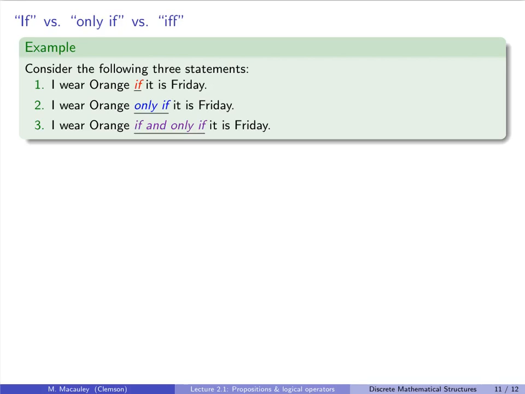Before we get started, let's think about what people mean when they say these. So I wear orange if it is Friday. This is saying if it is Friday, I'm going to be wearing orange. And every single Friday I will be wearing orange. It's not saying anything about what I wear on Thursday. I might be wearing orange on Thursday. I might be wearing it every day.